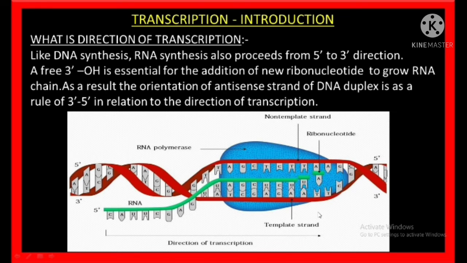That is not the correct way. That is not the correct rule of DNA duplex. So the mRNA transcript chooses the antisense strand because it starts from 3' to 5', then it will be 5', 3', and then 3', 5'. That is the correct way of a DNA duplex, right? So that is why the orientation of the antisense strand starts from 3' to 5', and the RNA synthesis starts from 5' to 3'.